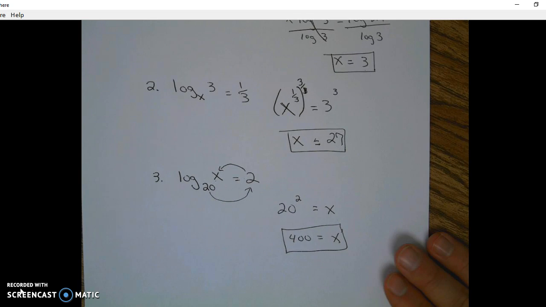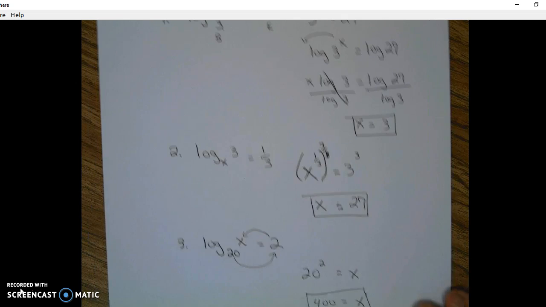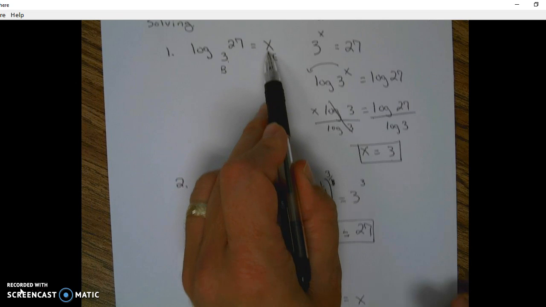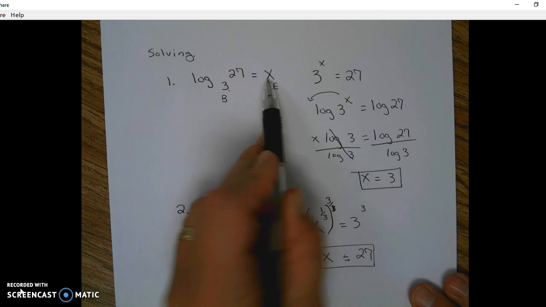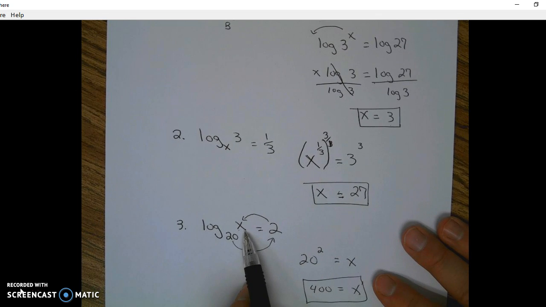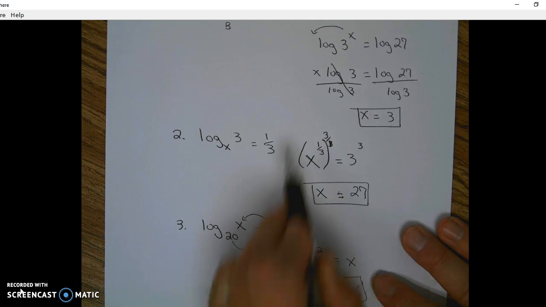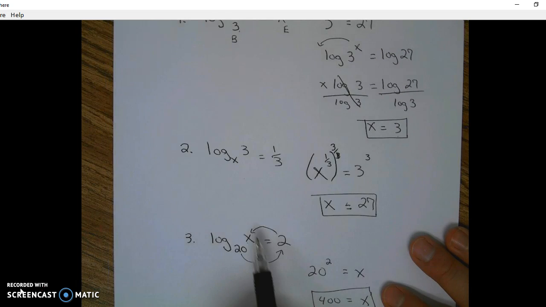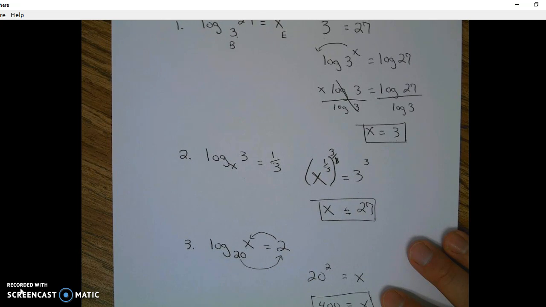So those are the 3 different types of log equations you might need to solve. One where you're solving for the exponent, one where we're solving for the base, and one where we're solving for the argument. So as you're working through the worksheet, you may want to look back to each type of problem to help you solve.